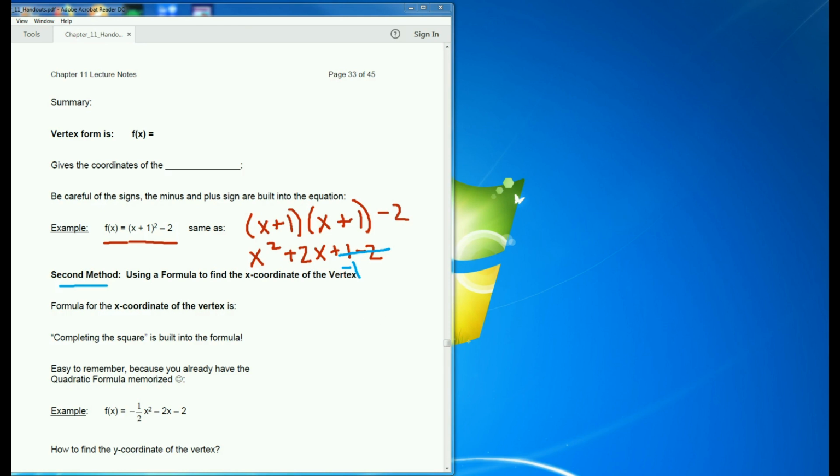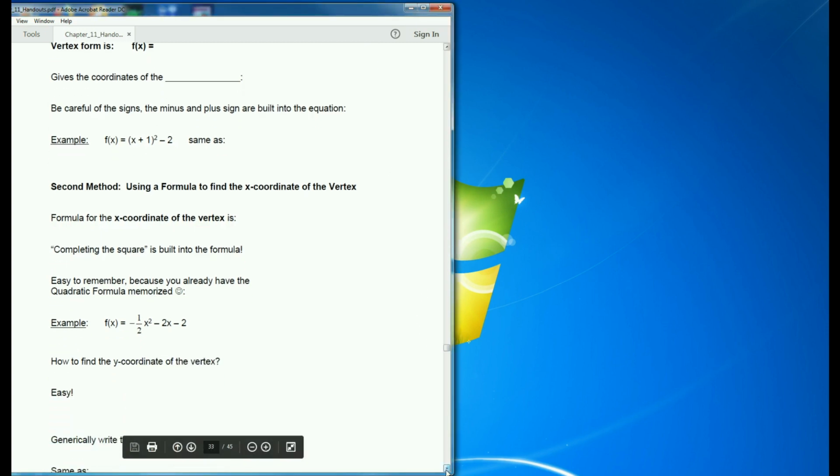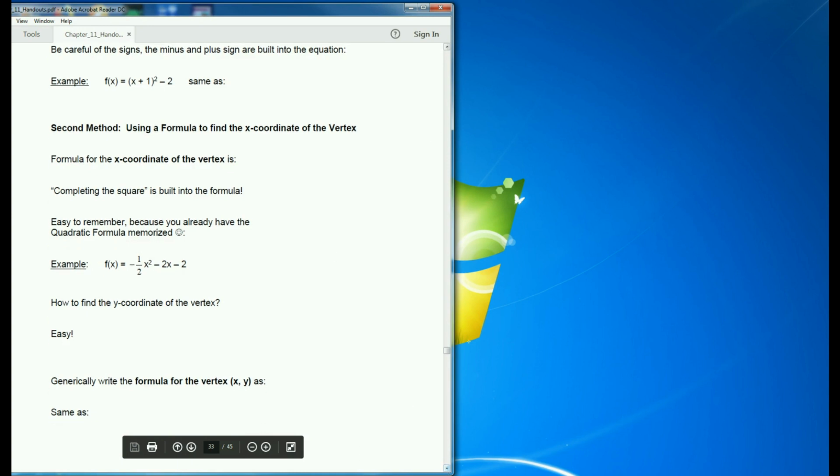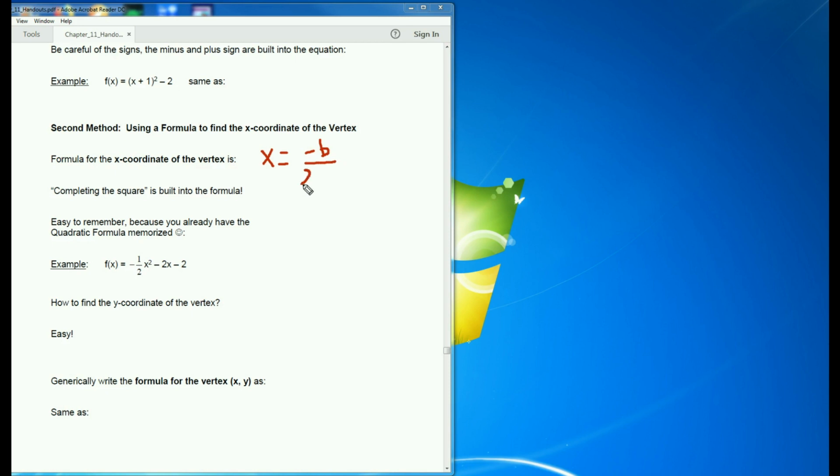All right, I'm going to erase that. And let me just scooch down a little. So we're going to start here on the second method. And again, what we're doing here is we want to plot a quadratic. We're going to just use a formula to find the x-coordinate of the vertex. Okay. The formula for the x-coordinate of the vertex is x equals negative b over 2a.